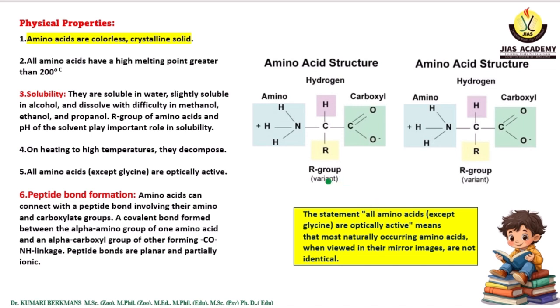Physical properties of the protein: amino acids are colorless. This is a molecule of amino acid. These are colorless, crystalline solids. All amino acids have a high melting point, greater than 200 degrees centigrade. Regarding solubility, they are soluble in water, slightly soluble in alcohol, and dissolve with difficulty in methanol, ethanol, and propanol. The R group of amino acids and the pH of the solvent play an important role in solubility. On heating to high temperatures, they decompose.